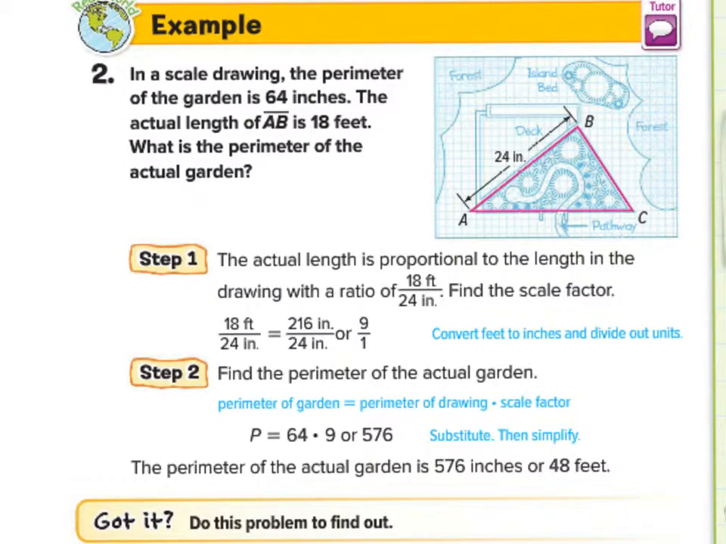Now that we have our scale, we're going to take our 64 inches, right? 64 inches, the perimeter of this drawing. And we're going to multiply it by 9 to get our 576 inches of the real life-size garden. And then 576 inches can be expressed as feet if we divide it by 12. We divide this by 12 and we get 48 feet.